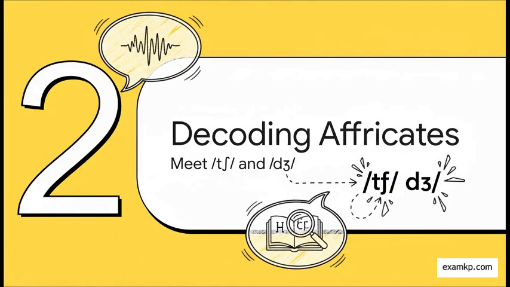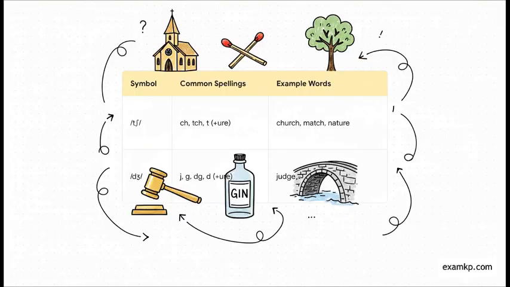All right, section 2. It's time to meet the two sounds that cause all the trouble. In English, there are only two affricates, but man, do they trick people. Let's pull back the curtain and see exactly what they are. Now, have a look at this. It lays it all out perfectly.